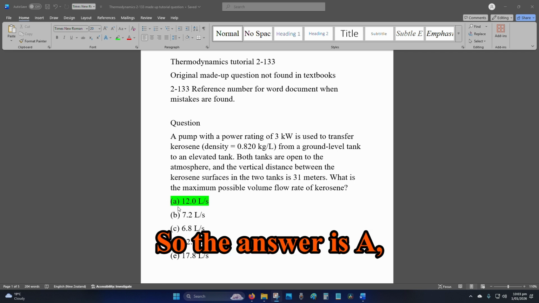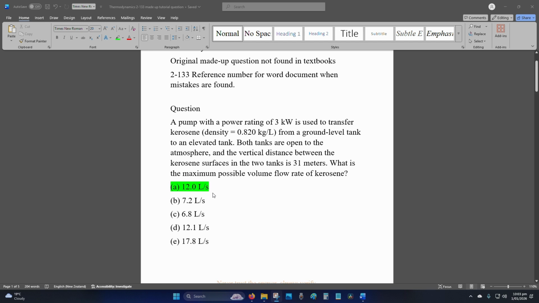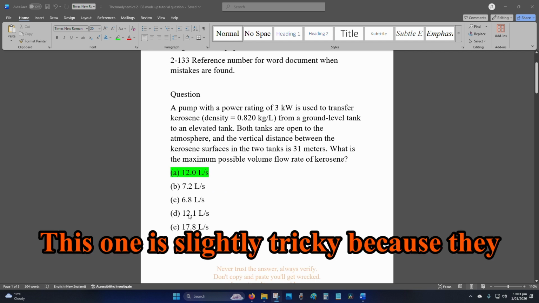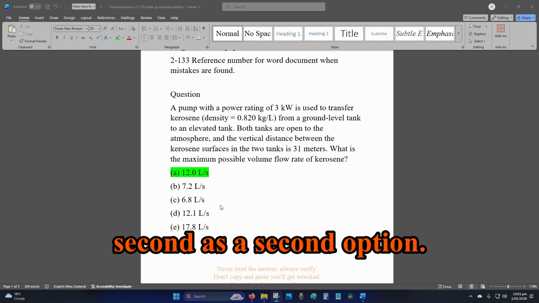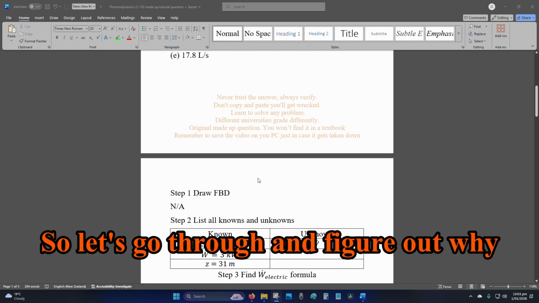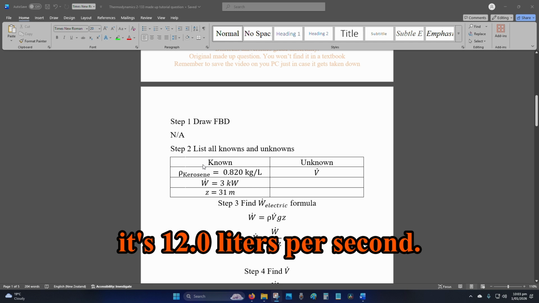So the answer is A, 12.0 liters per second. This one's slightly tricky because they give you 12.1 liters per second as a second option. So let's go through and figure out why it's 12.0 liters per second.